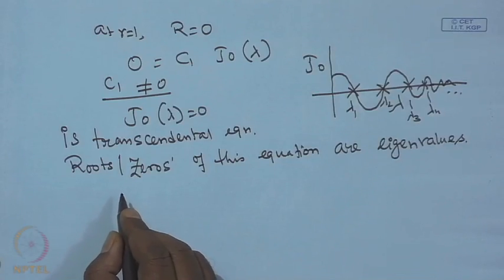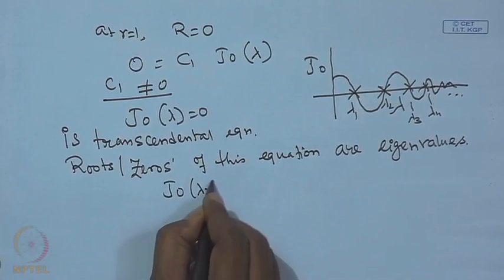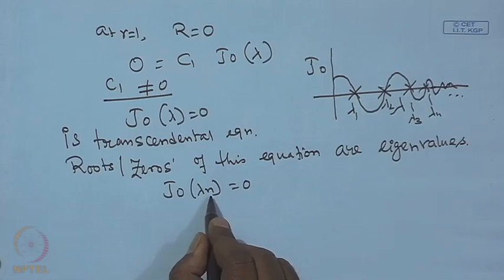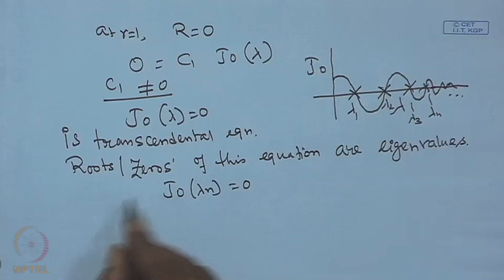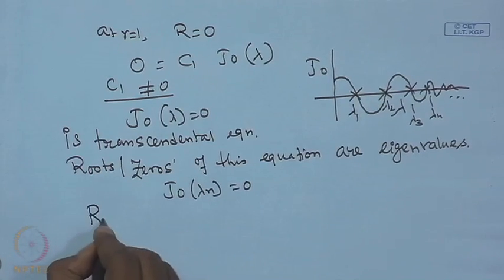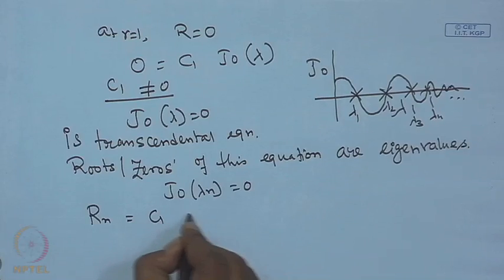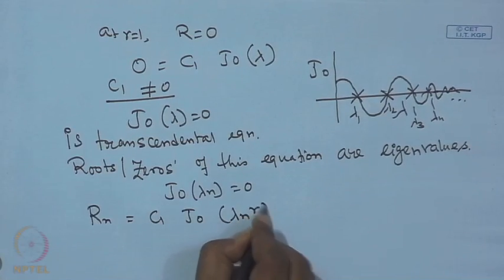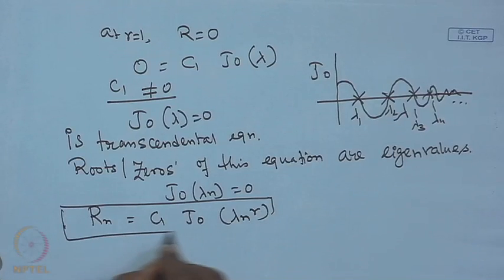So, what are the eigenfunctions? We can write J0(lambda n) is equal to 0, where lambda n is the nth root of this equation, and the eigenfunctions R corresponding to n is nothing but C1 J0(lambda n r). So, these are the eigenfunctions. So, this proves that in order to have a non-trivial solution, the constant must be a negative constant, and we will be getting the eigenvalues as the roots of the 0th order Bessel function, and the eigenfunctions are the J0 functions.